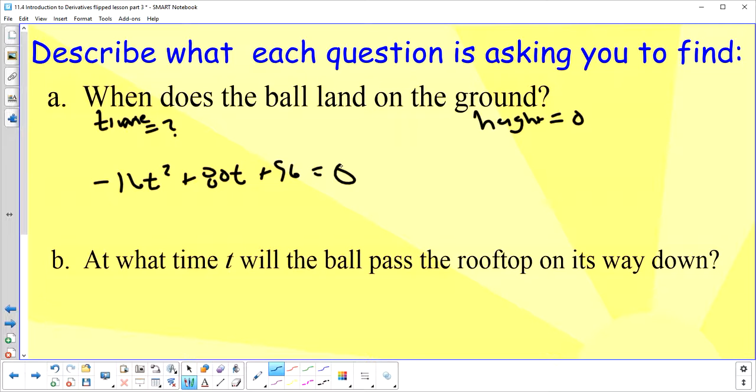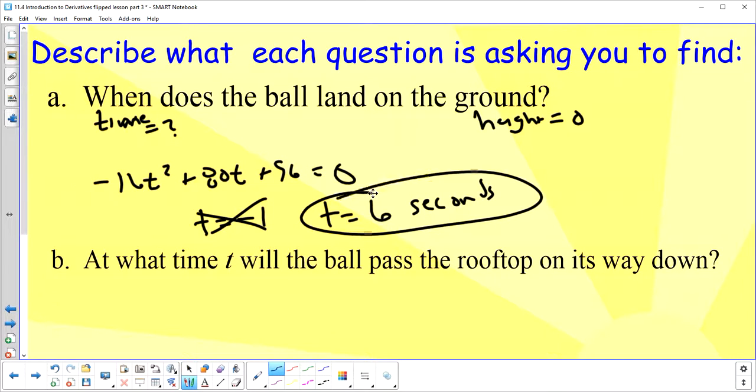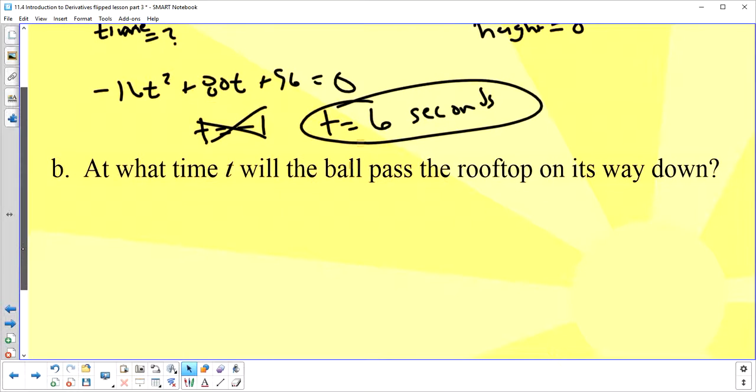And if we do our quadratic formula, we would get two values for t. t equals negative 1 and t equals 6. Negative 1 doesn't work because that would be talking about in the past. So in this case, the ball is going to land on the ground after 6 seconds. Okay, and again, I just said that my height had to be equal to 0, and then I did the quadratic formula to solve for that.